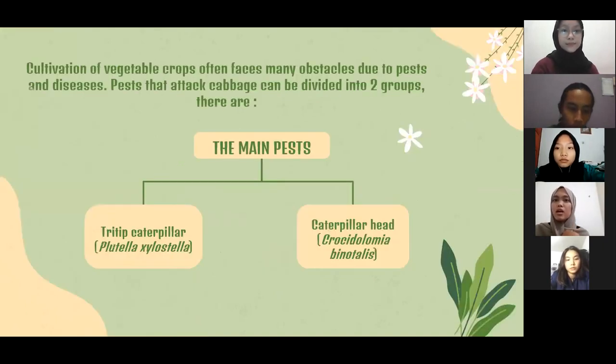Okay, cultivation of cabbage crops often faces many obstacles due to pests and disease. Pests that attack cabbage can be divided into 2 groups. There are the main pests. The main pests are 2 pests, striped caterpillar and caterpillar head.